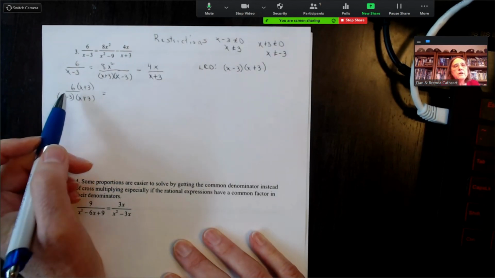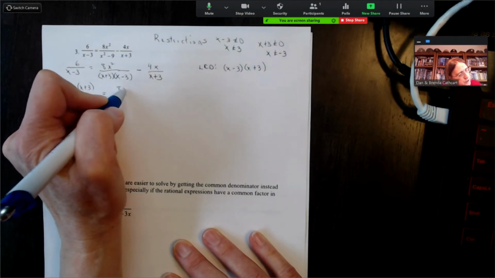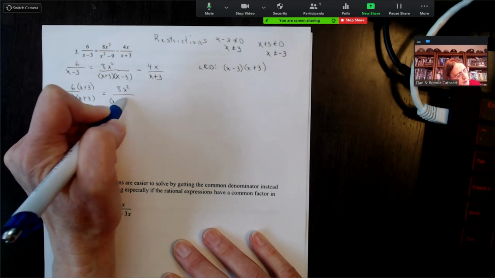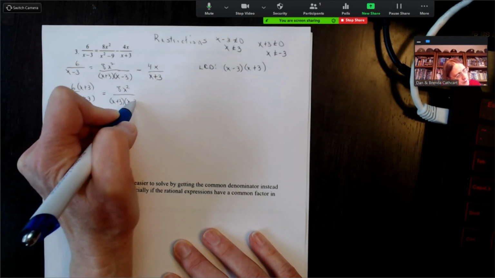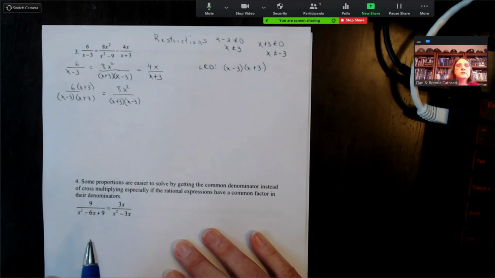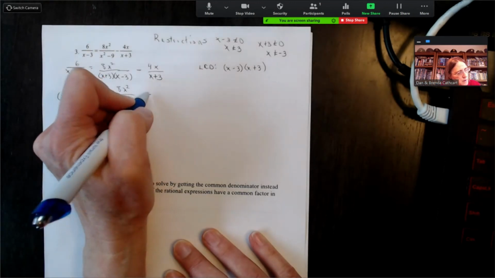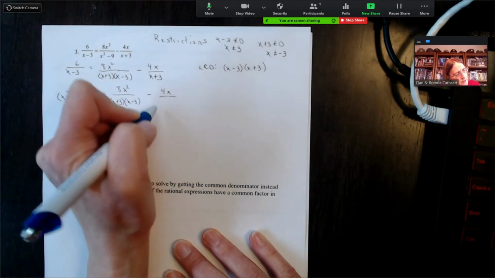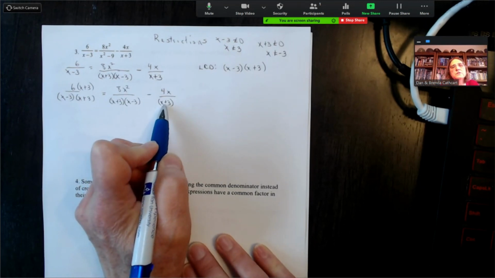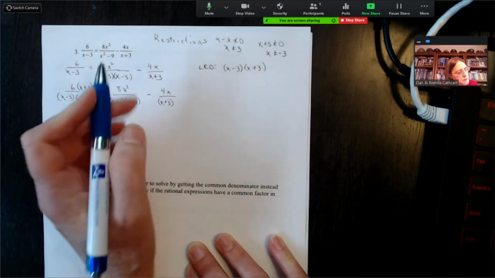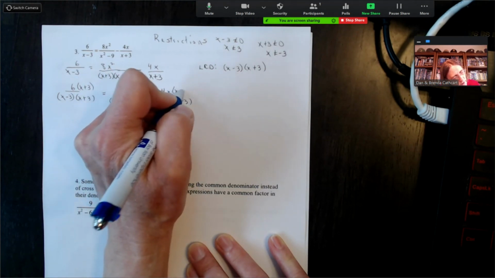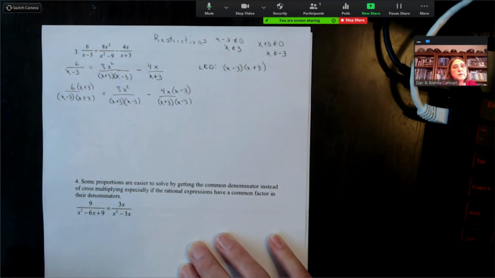On the other side of the equal sign, our first fraction, 8x squared over x plus 3 times x minus 3. The denominator is already the common denominator. We don't need to change it. Our last term, 4x divided by x plus 3. It has the factor x plus 3. It needs the factor x minus 3. So x minus 3 times the denominator and the numerator.